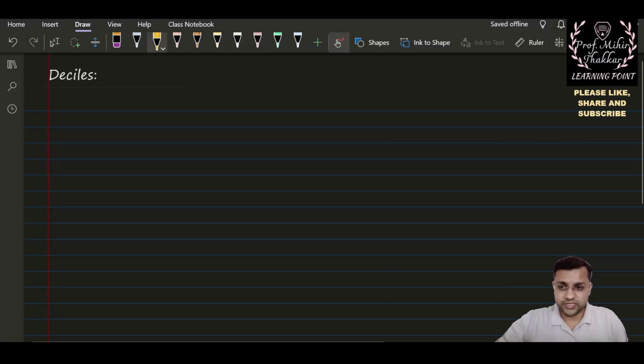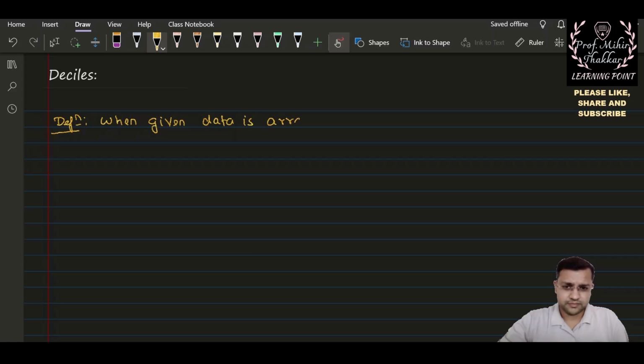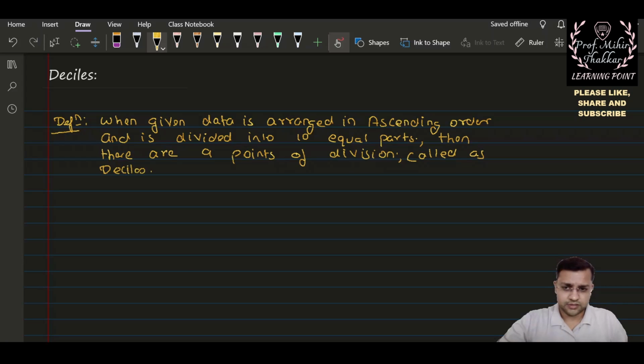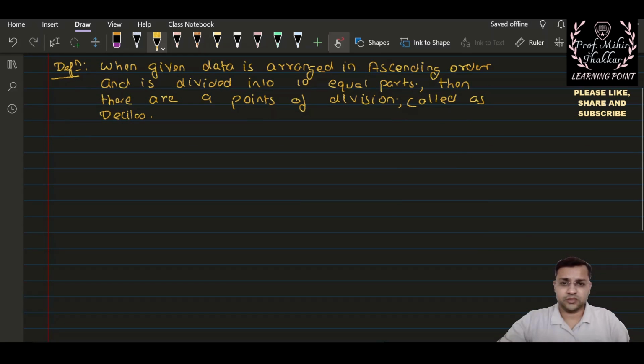So let us write the definition for this, guys. When given data is arranged in ascending order and is divided into 10 equal parts, then there are 9 points of division called deciles. Let us understand with the help of a small number line.